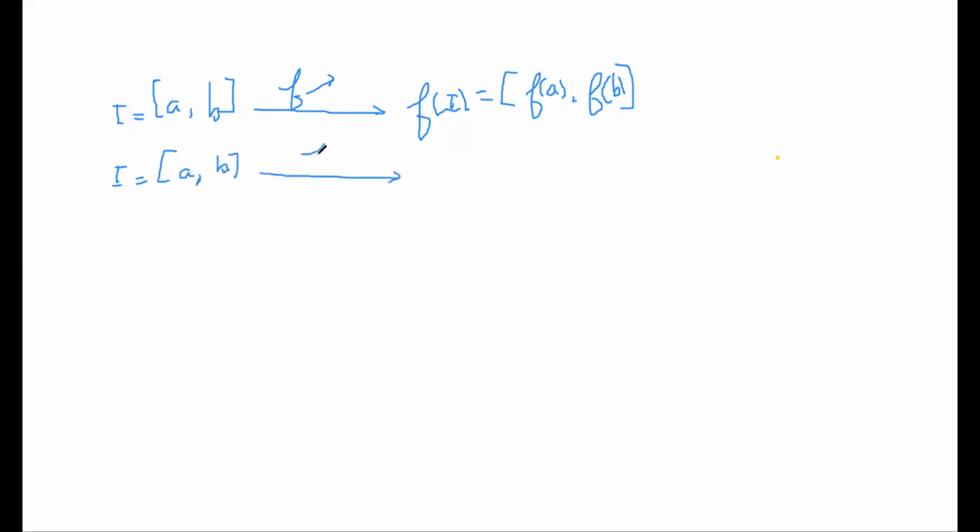If f is decreasing, what is f of I? It equals f(b), f(a). It is easy to calculate f(a) and f(b), but you always have to pay attention that the first number should be the lesser number than the second number. That means f(b), f(a), because f(b) is less than f(a). You have to pay attention. We cannot write the interval as 5, 4; it is 4, 5.